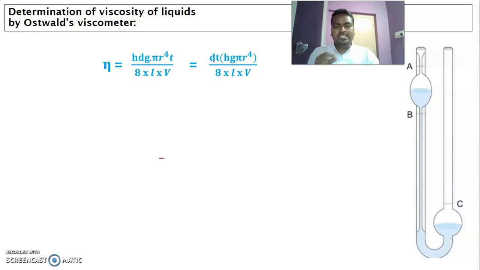Only the density and time vary. If the viscosity is more, the liquid is going to take more time to travel through a capillary tube. If the viscosity is less, it flows easily and less time is enough to flow between two reference points.